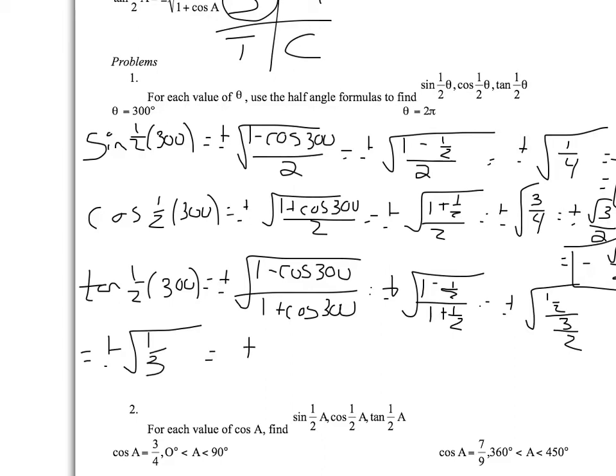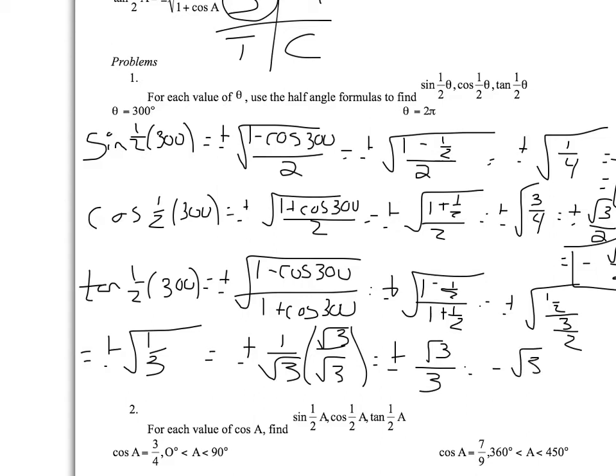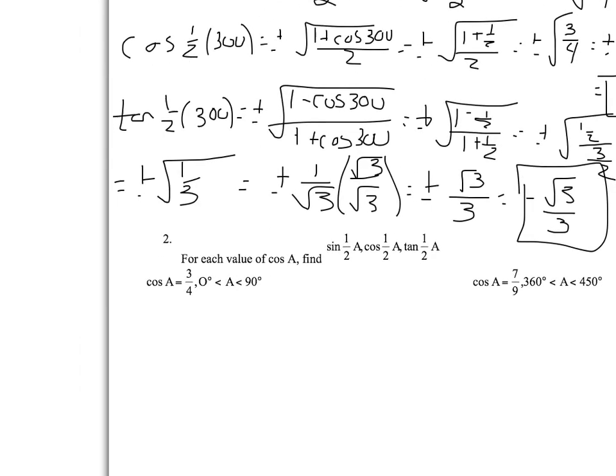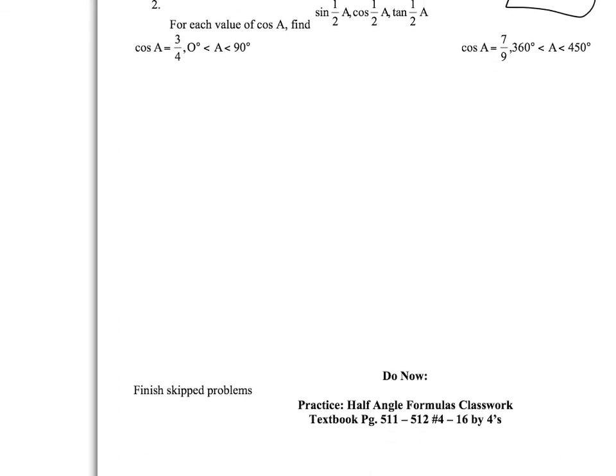So that's going to be plus or minus 1 over radical 3. Rationalize by multiplying by radical 3. We get plus or minus radical 3 over 3. Since I am in quadrant 2, I know it's negative radical 3 over 3. I am going to leave the radian one for you guys to try. Please make sure your calculator's in radians when you do it.